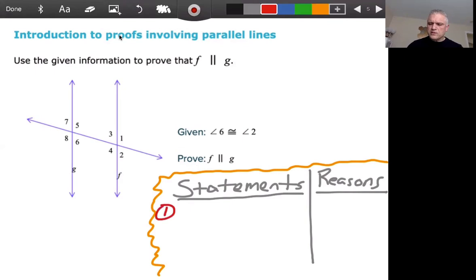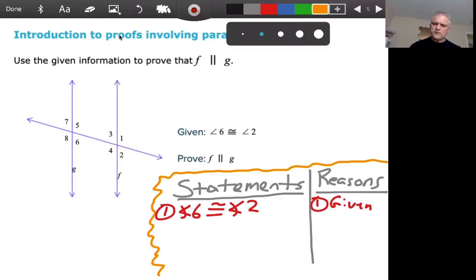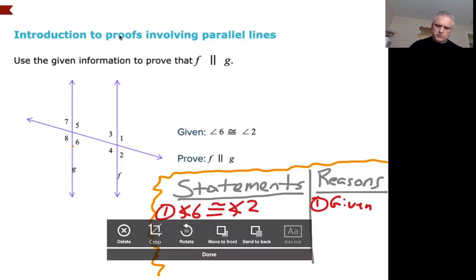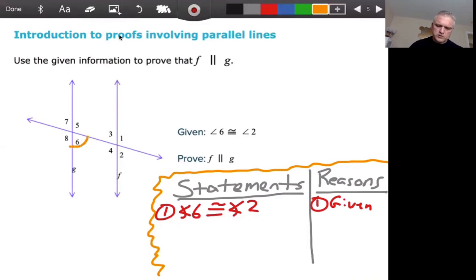I'm going to give you a little hint that'll give you partial credit, at least, on every proof you ever do. The first thing you always do is write down the given. So the given says angle 6 is congruent, which means the same size and the same shape, to angle 2. And why do I know that's true? Because it's given information. So angle 6 is congruent to angle 2. I'm going to put little congruent angle marks there.